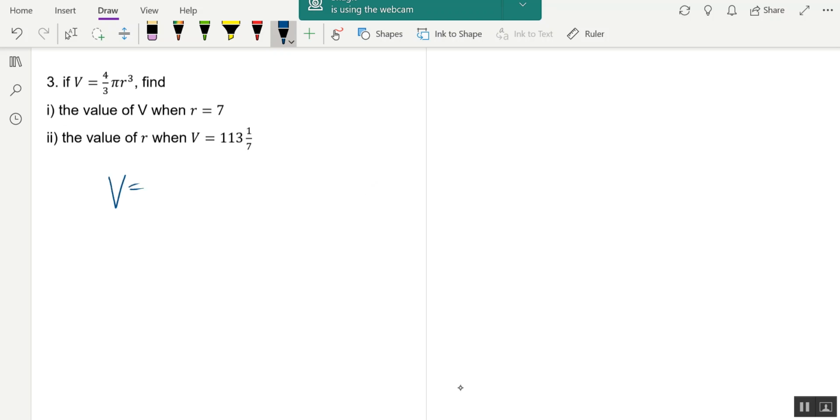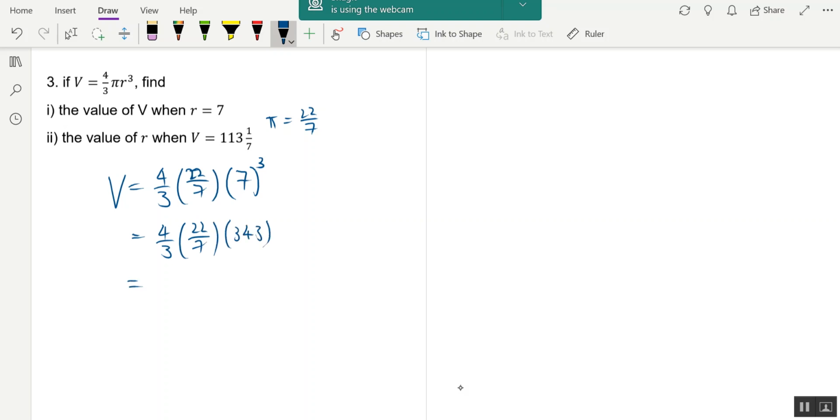So v equals 4 over 3, in this case please take pi as 22 over 7. I think the question says that. Times pi, which is 22 over 7. When you put 7 into your cube, always do this step. Then we will have 4 over 3 multiplied by 22 over 7 multiplied by 343. You may use your calculator, up to you.